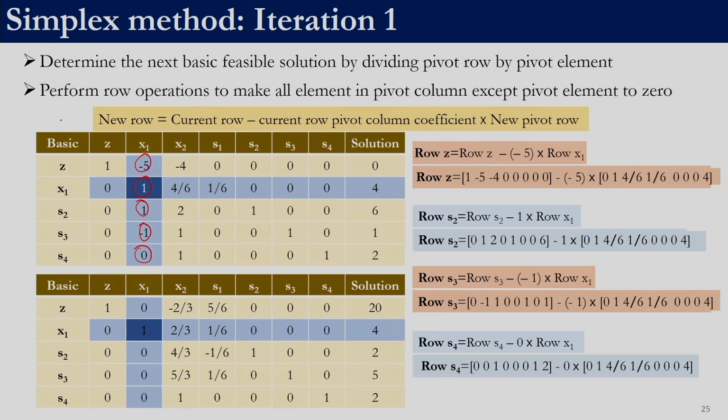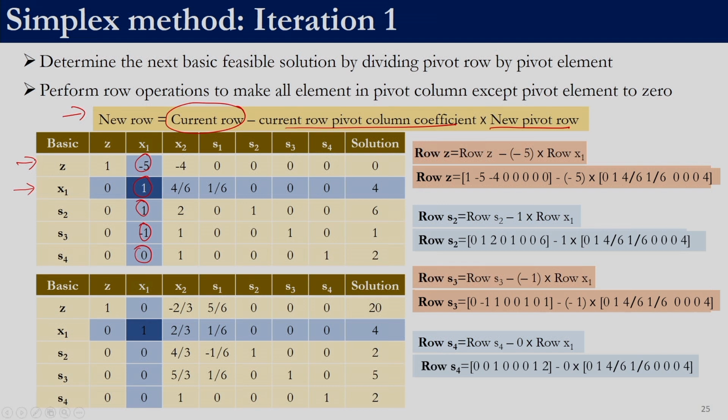This can be implemented using this formula. A new row is given by its corresponding current row minus the corresponding pivot column coefficient multiplied by the new pivot row. So, our new pivot row is 0, 1, 4 by 6, 1 by 6, 0, 0, 0 and 4.